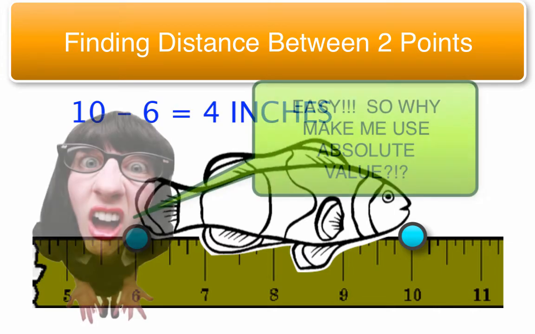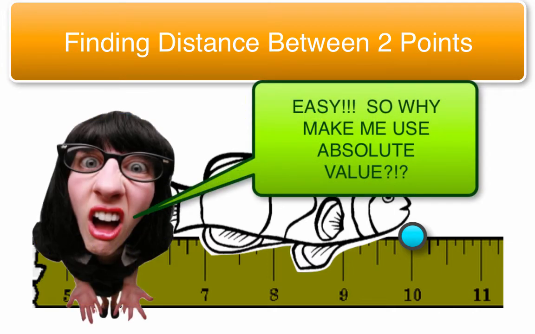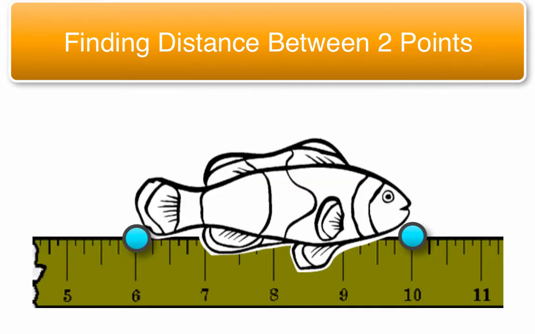So why make it confusing with that absolute value part? Well, that part allows us to start at either point and still do the subtraction. 10 minus 6 is a distance of 4. But 6 minus 10 is negative 4, which doesn't make sense until we take the absolute value, which then makes that distance a positive 4.